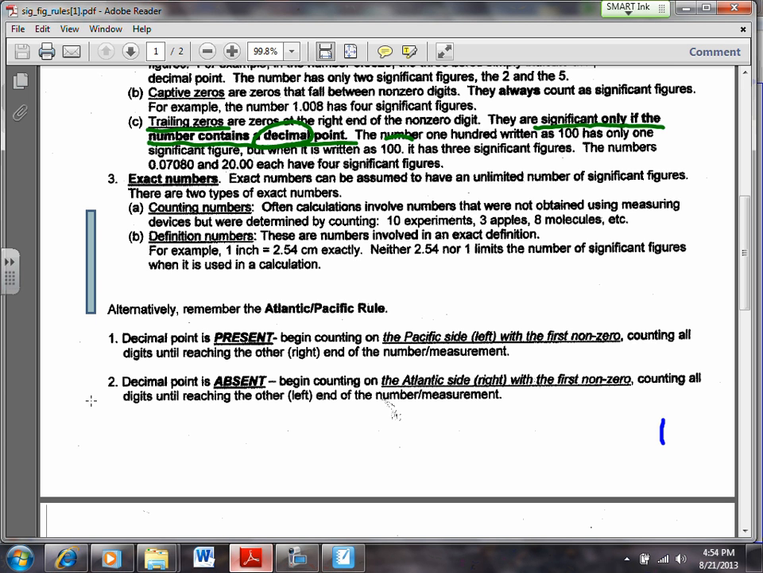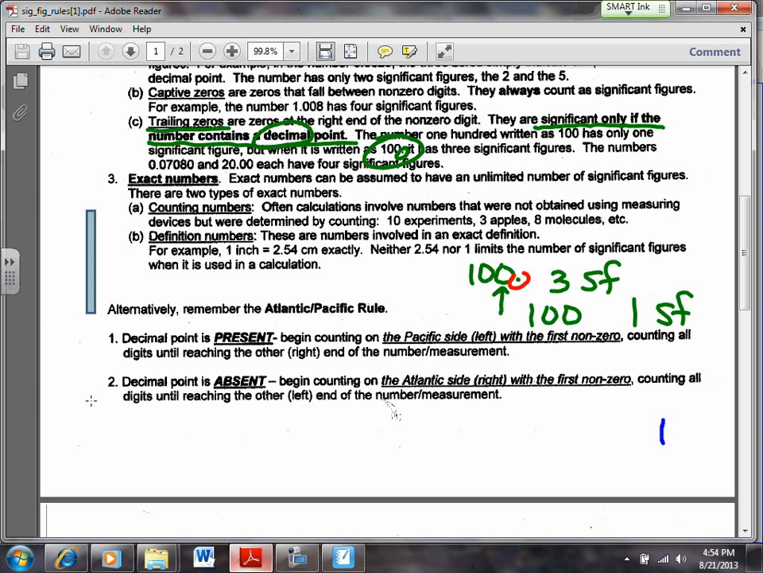So here is an example. The number 100 with a decimal point. That decimal point makes every single one of those zeros significant. So 100 with a decimal means this last zero was actually measured, and this number has 3 sig figs. Without the decimal, the number has 1 sig fig. So it is this magic little decimal right here that indicates whether the zeros are significant or not.